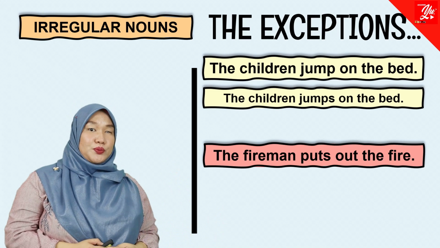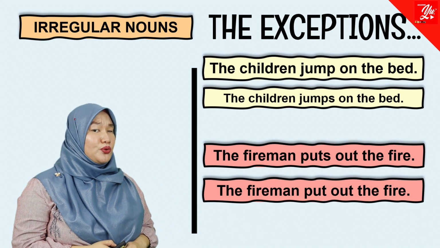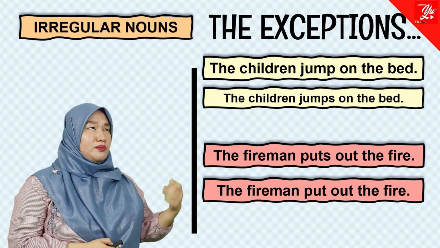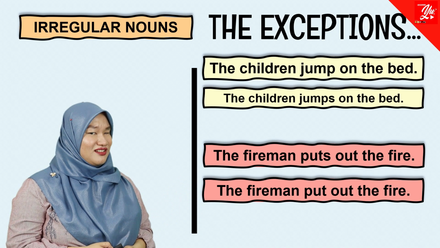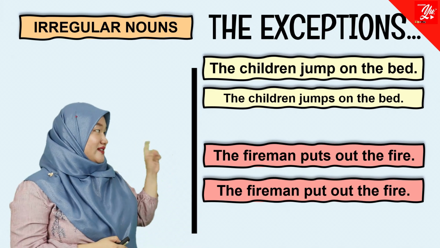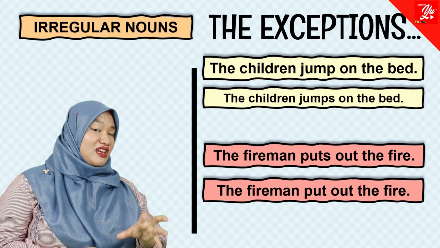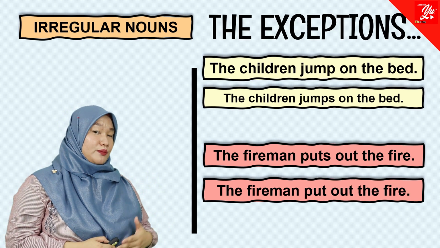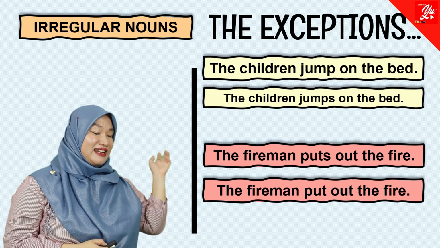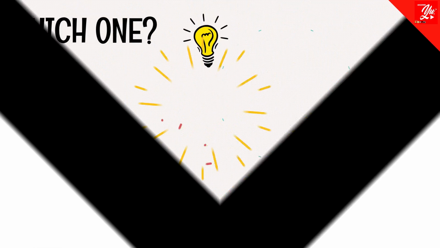So the next example, which one do you think is correct? The fireman puts out the fire, or the fireman put out the fire? Put or puts? Which one agrees with fireman? Yes, because fireman is only one, because it is spelled with an M-A-N. So we need to take the singular form of the verb put, which has an S at the end. Good job, everybody.